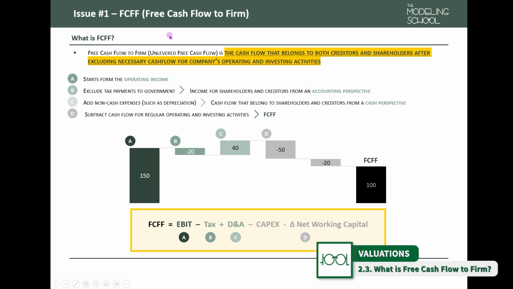So what is free cash flow, or in other words, free cash flow to the firm? There are two types of free cash flow. Free cash flow to firm is free cash flow from all investors' point of view. So free cash flow that belongs to both creditors and shareholders, even shareholders of common shares or preferred shares, so all investors. On the other hand, we have another concept called FCFE, which is free cash flow to equity.